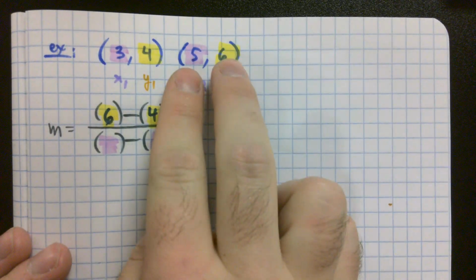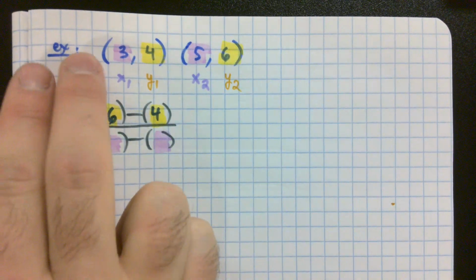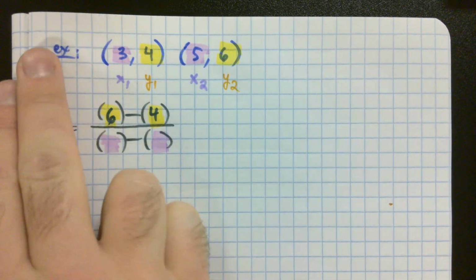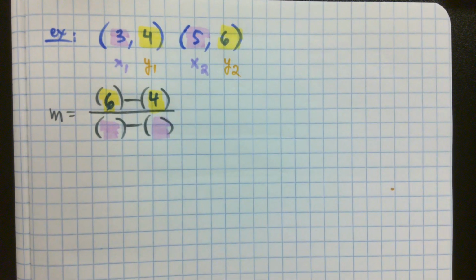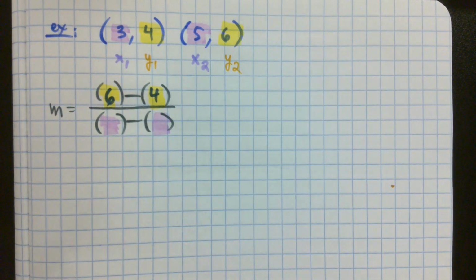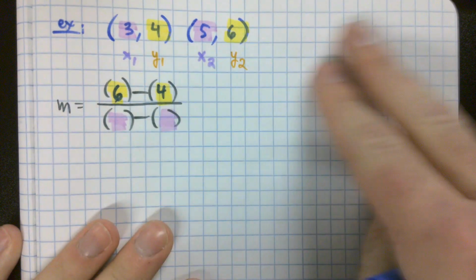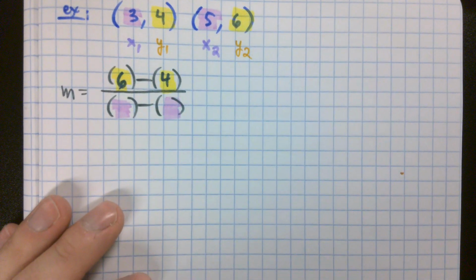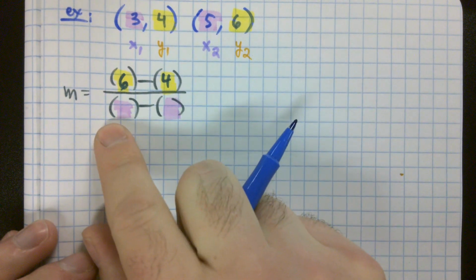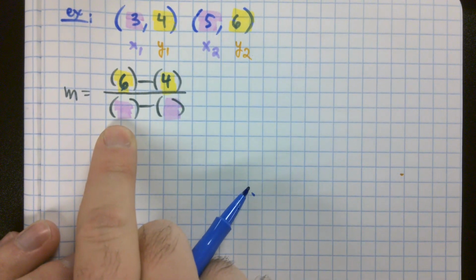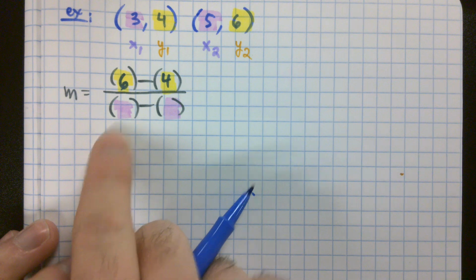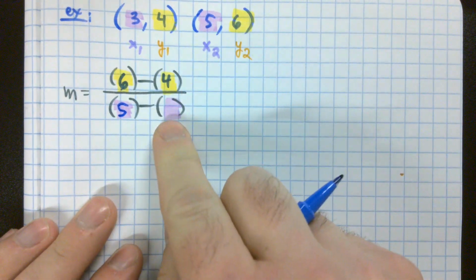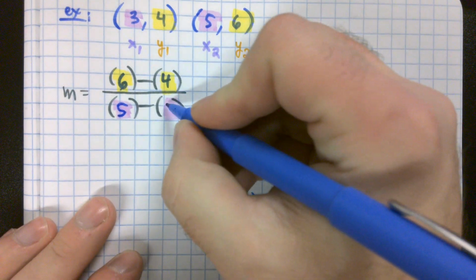Now you may be thinking, what if 5, 6 was written in front of 3, 4, and we labeled it opposite? Don't worry about that. That'll be too confusing. Just keep it like this, left to right: x1, y1, x2, y2. It's the easiest way we can do it. So what's going to go right here, x1 or x2? x2, which is 5. And right here is going to be our x1, which is 3.